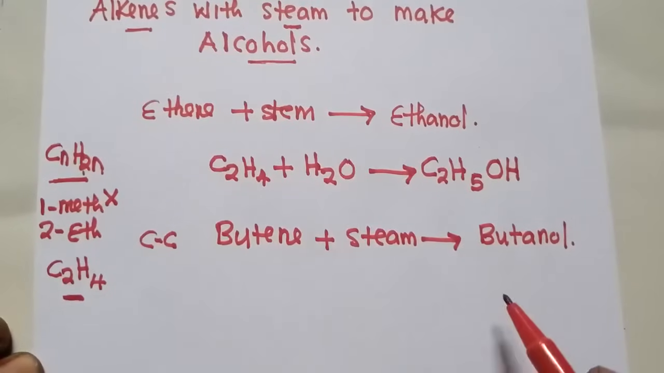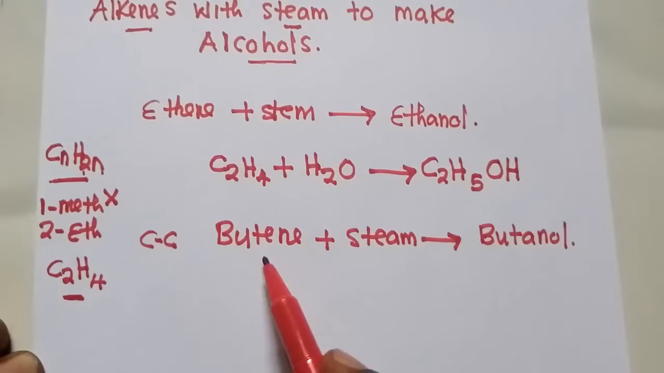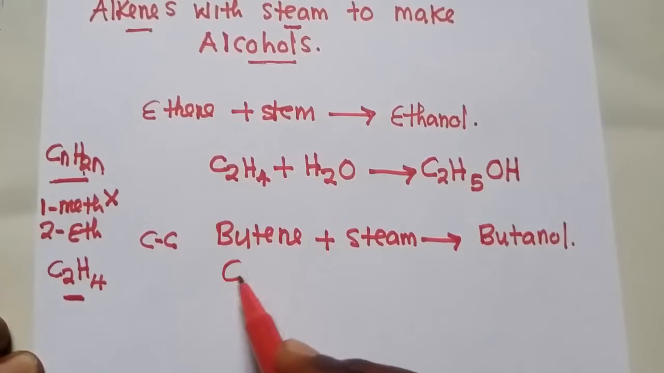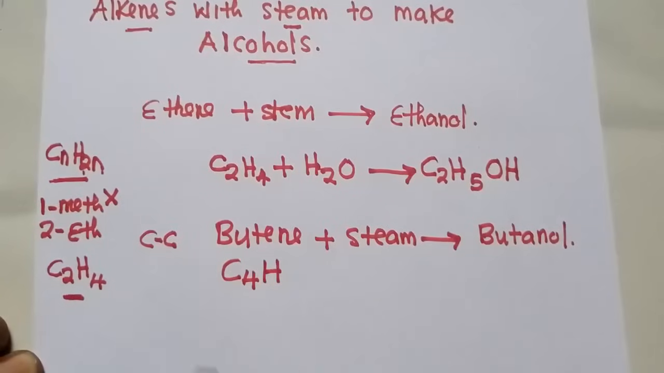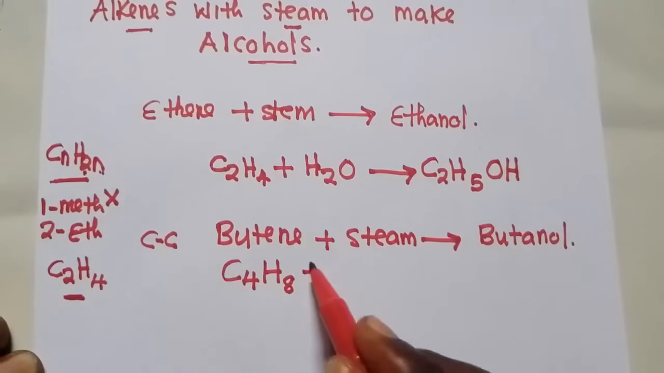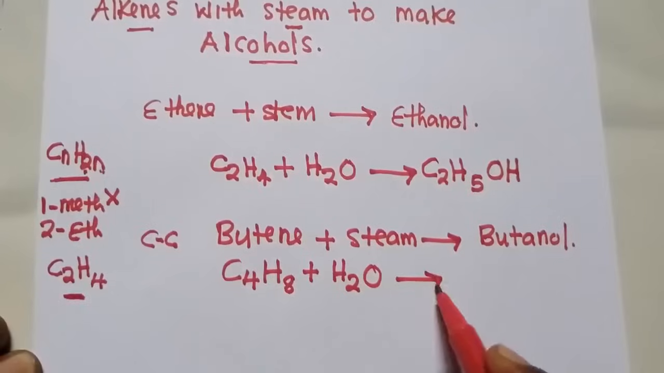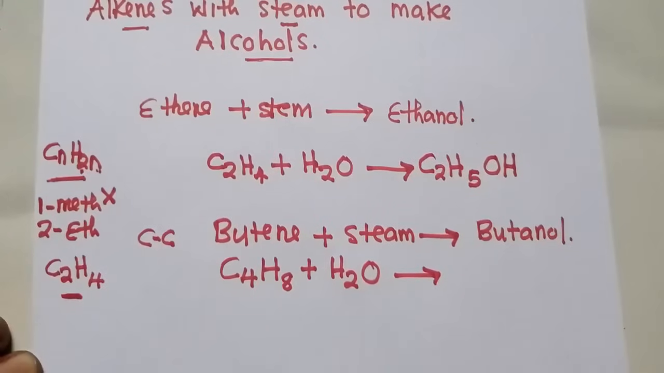So since it is butanol that is being formed, how do we write butene? You know that it is at position 4. So getting this formula here, C is 4. Then what about the H? I say 2 times 4, it is 8. I'm going to have 8 there. Then I say plus steam, which is like this. Now, how can I write the butanol that is produced there?